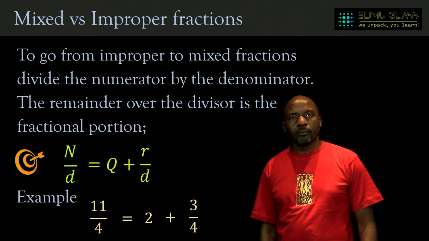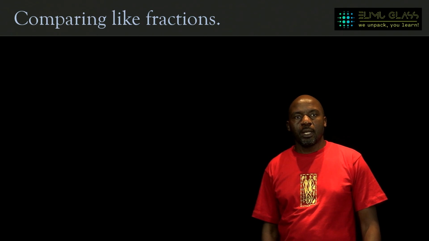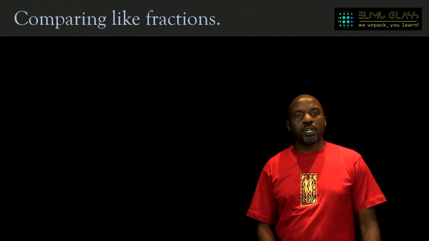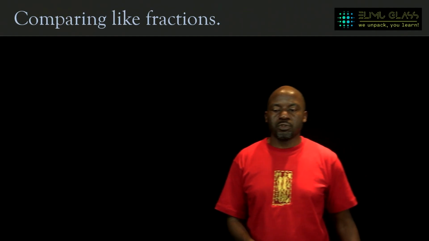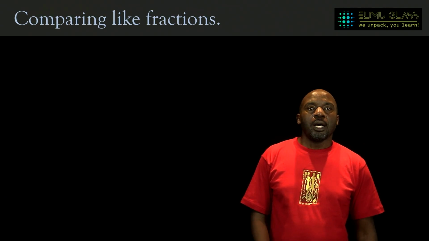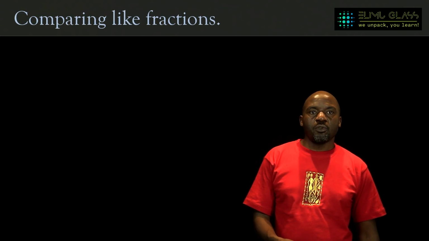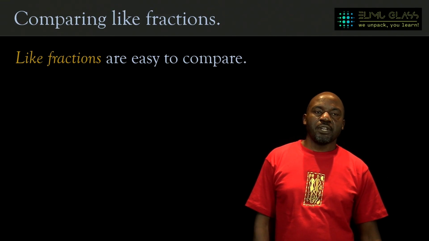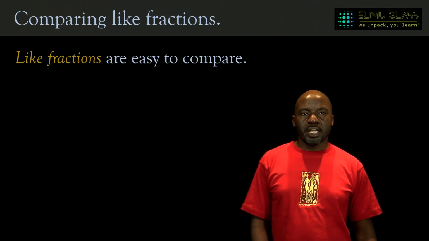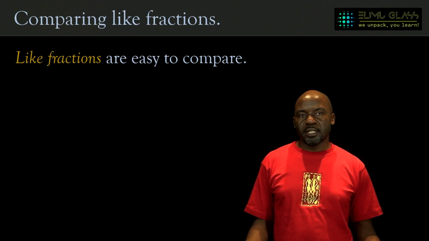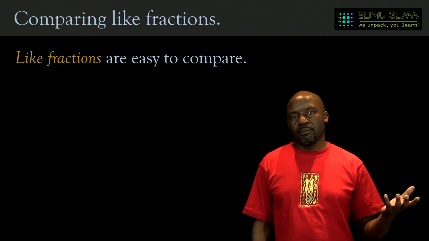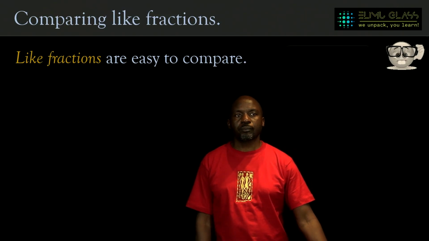Okay, let's move on. Now we want to compare fractions. Comparing like fractions. How do we compare? How do we tell? To compare means we want to know which one is bigger than the other. So if you're given 2 fractions and you want to compare them, how exactly do we do that? Like fractions are very easy to compare because their denominators are the same. So if the denominators are the same, then we just look at their numerators, and the bigger numerator tells us the bigger fraction. So like this.